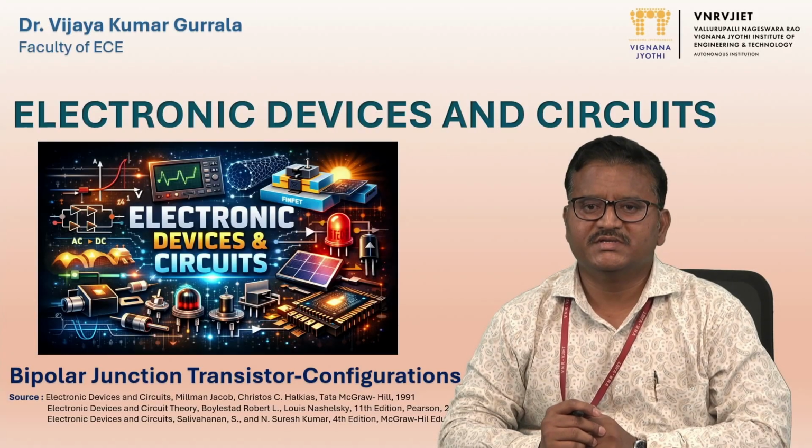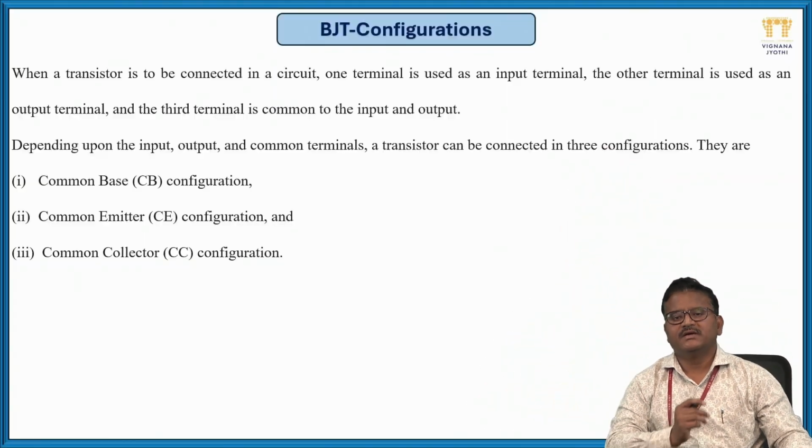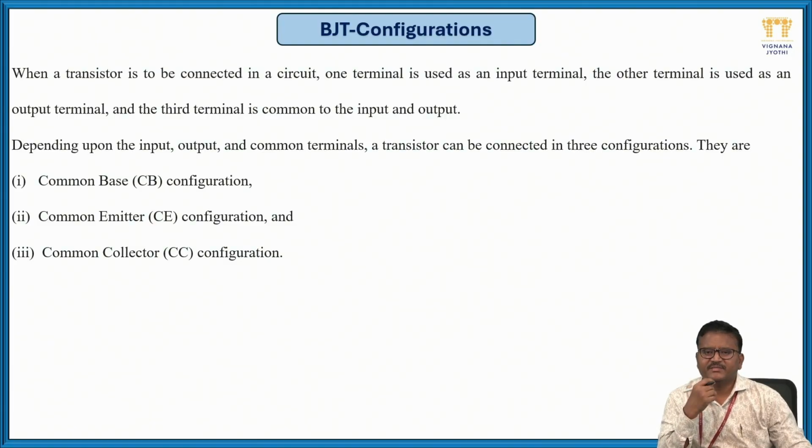Now I am going to discuss the BJT transistors. As we know, the BJT transistor has three terminals: emitter, base, and collector. So in a circuit, if you want to operate it as an amplifier or for whatever purpose, these three terminals have to be connected in different ways.